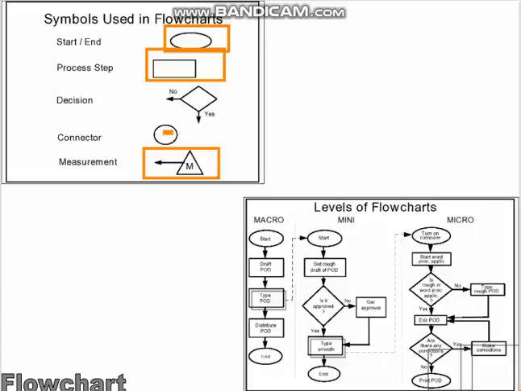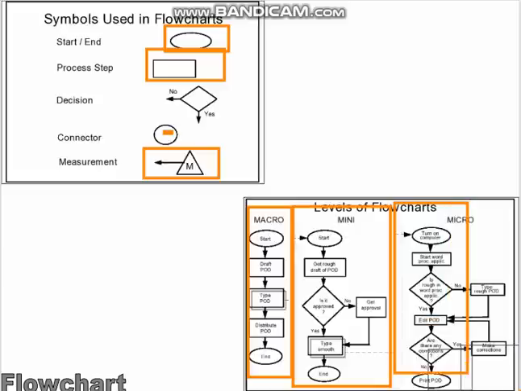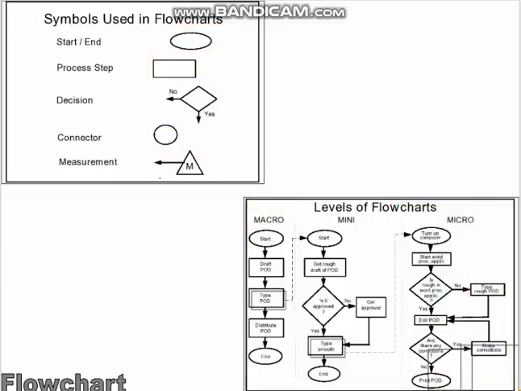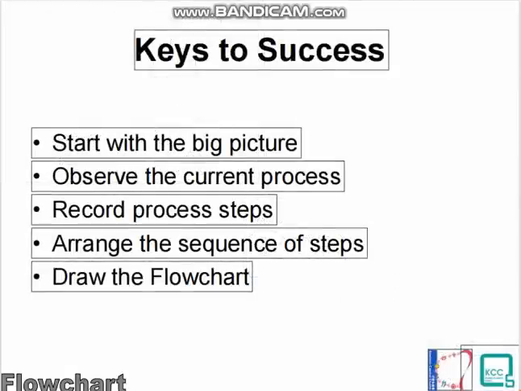Levels of flowcharts. There are 3 levels of flowchart. Number 1 is macro. Number 2 is mini. Number 3 is micro. Keys to success: start with the big picture, observe the current process, record process steps, arrange the sequence of steps, draw the flowchart. That is the key to success.